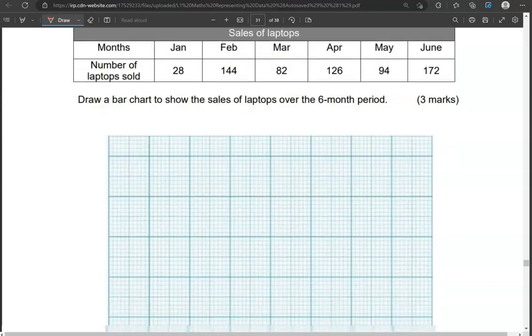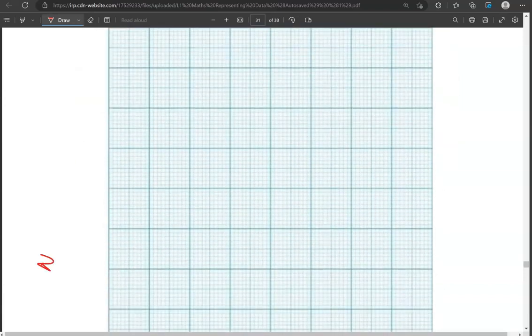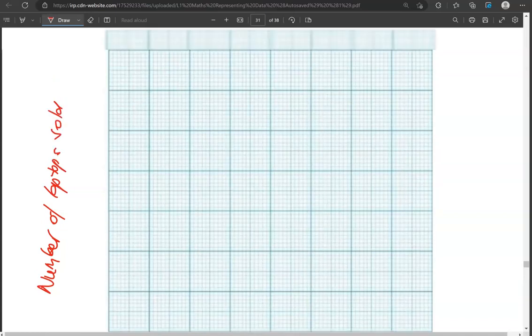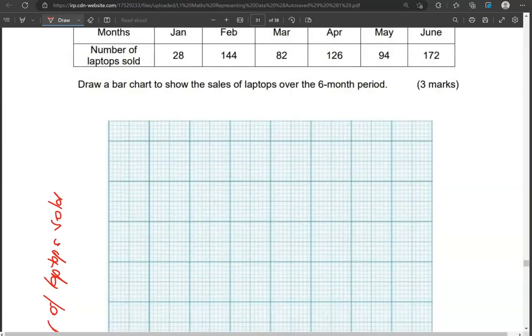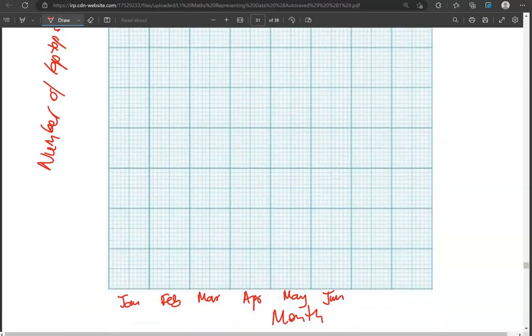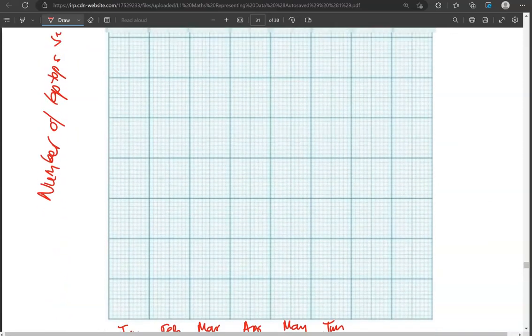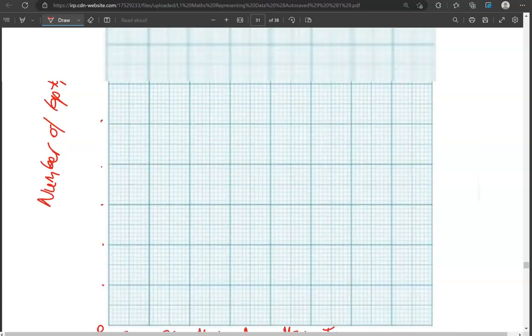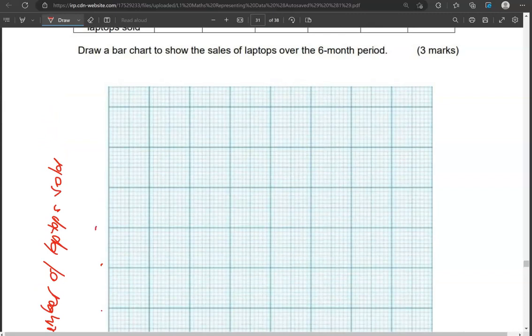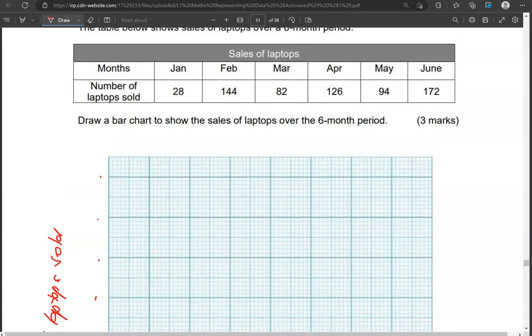Number of laptops sold. Goes up to 172. So starting from 0, we could have 20, 40, 60, 80, 100, 120, 140, 160, 180, and that's enough.